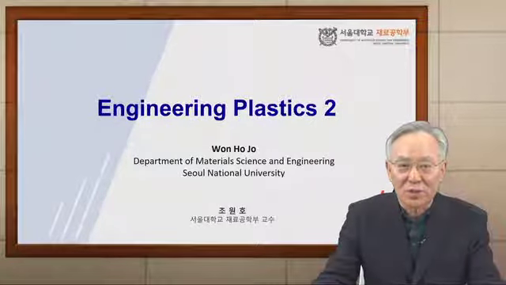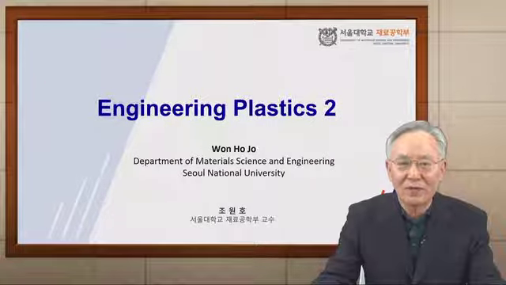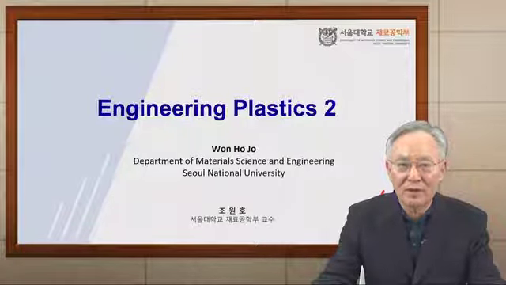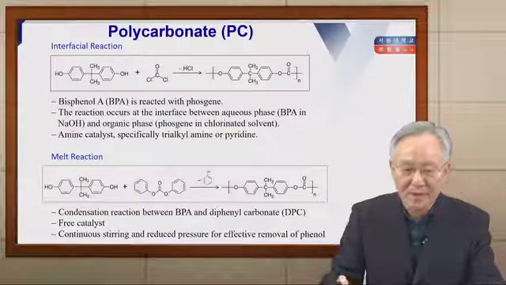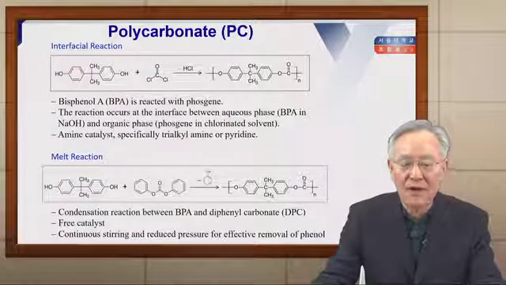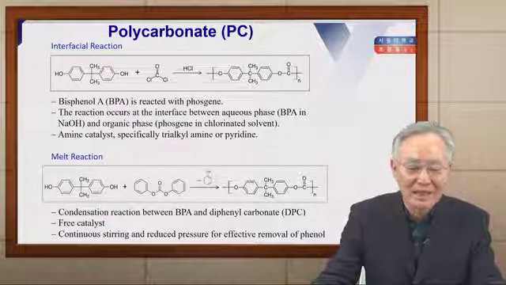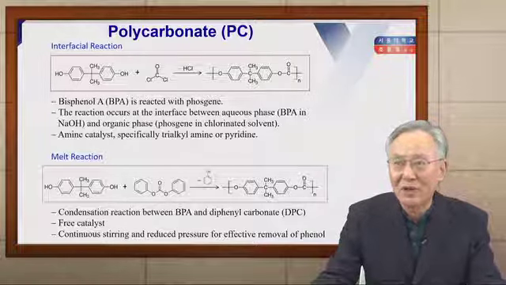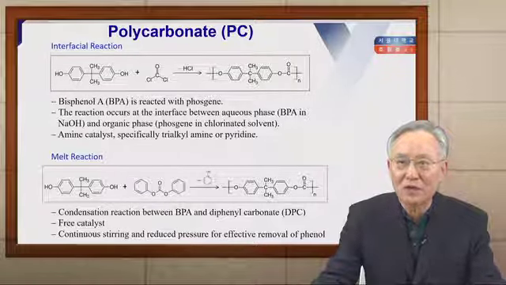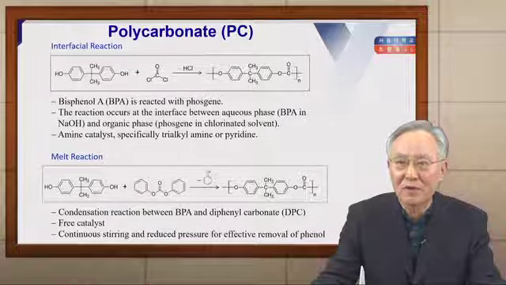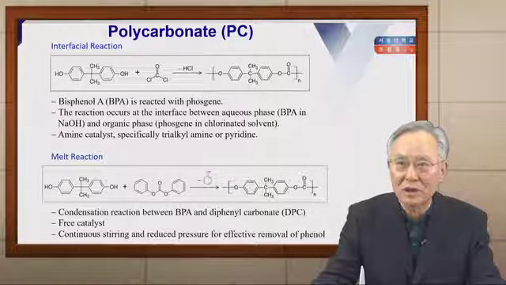Now, we continue the lecture on engineering plastics following the first part. Let us start with polycarbonate, so-called PC. Polycarbonate has been synthesized by two different methods. The first method is interfacial reactions. The other method is melt reactions.